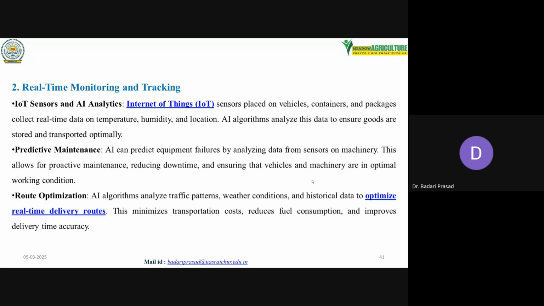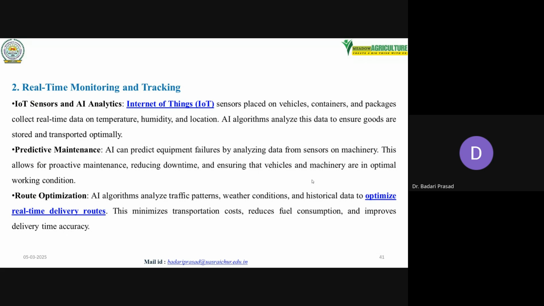Several of us have already known this, how best we can use this. Our Google Maps clearly shows where the traffic is, how the congestion is, whether the traffic is clear, how best we can travel, at what time we can reach the spot, at what speed we have to travel. Everything is designed and predicted by algorithms using traffic patterns, weather conditions, and historical data to optimize real-time delivery routes. This minimizes transportation costs, reduces fuel consumption, and improves delivery time accuracy.